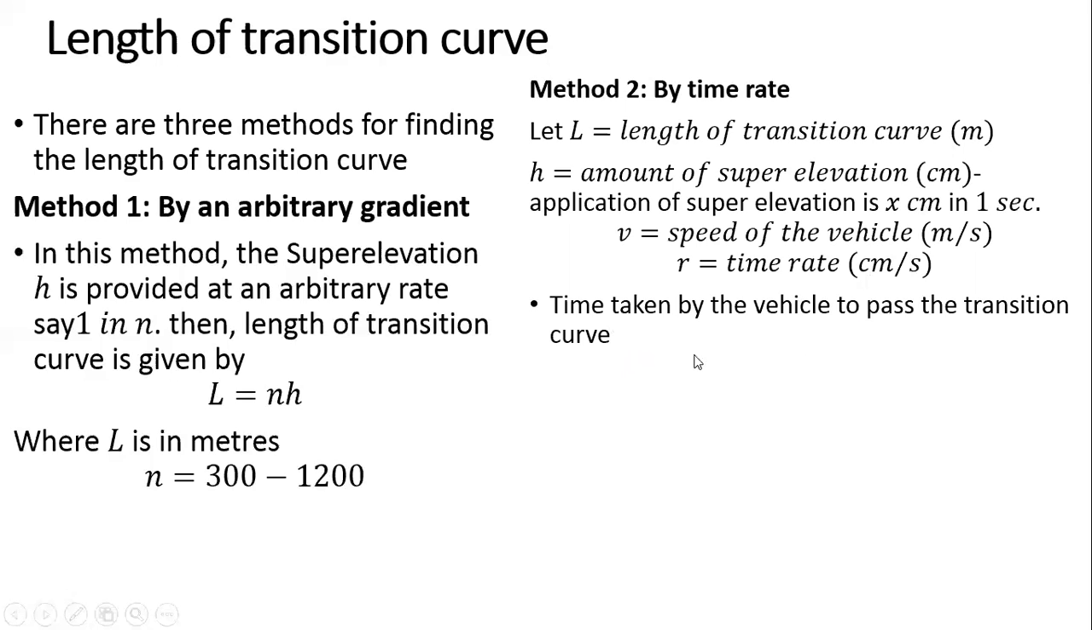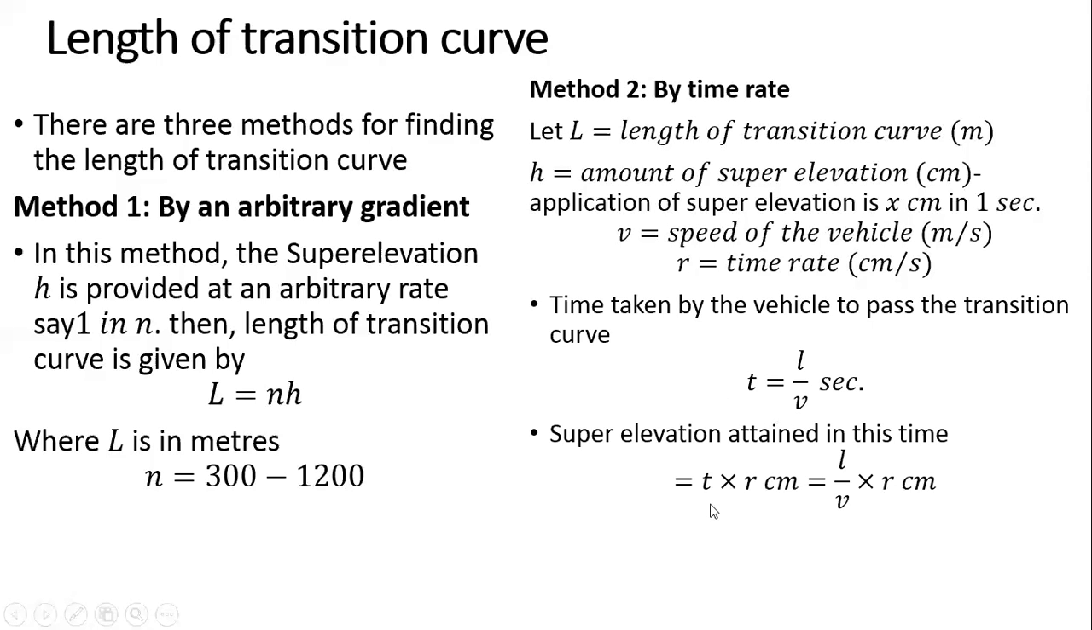Time taken by the vehicle to pass the transition curve is how much? You know this very simple relation, time is equal to distance upon velocity, so L upon V in seconds. Super elevation attained in this time t will be how much? Just multiply by time rate, which is your R here. So t into R, that is L by V into R in centimeter. At full super elevation, this is equal to H, that is at the junction of transition curve with the circular curve. So this is my second expression for the length of transition curve.